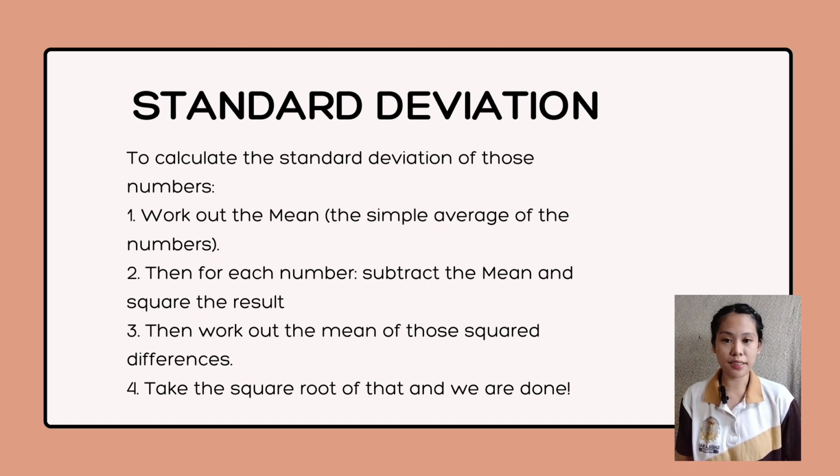There are four basic steps in finding the standard deviation. First, find the mean. Second, subtract the mean from each value and square the result. Third, find the mean of the squared differences. Finally, take the square root.